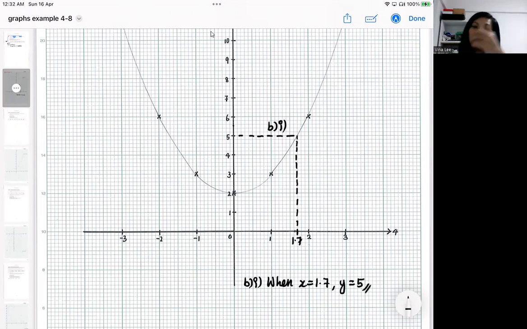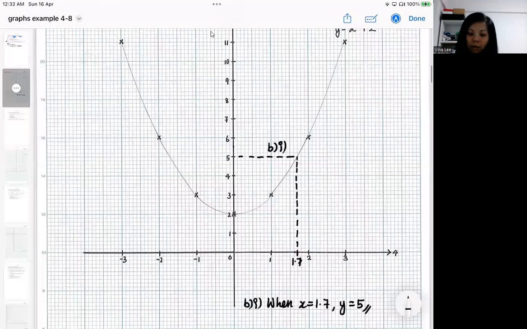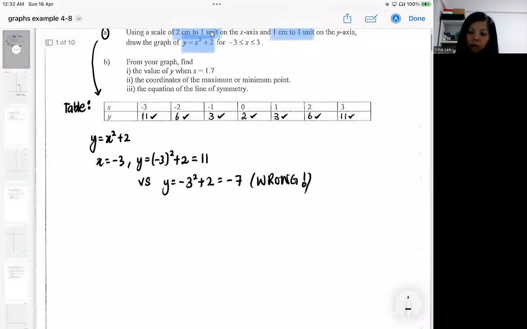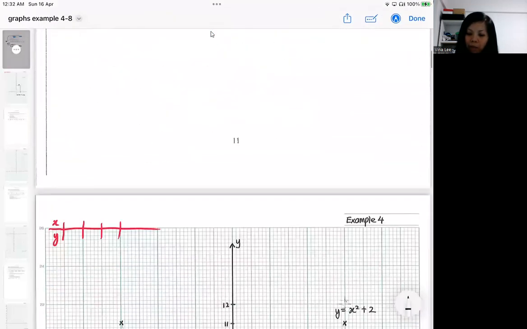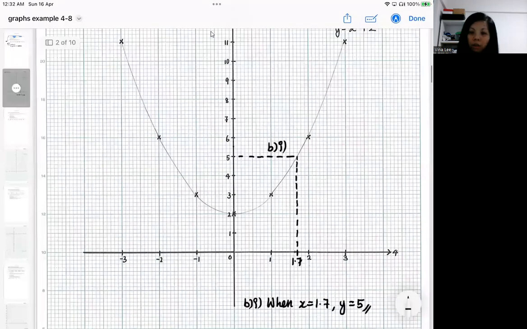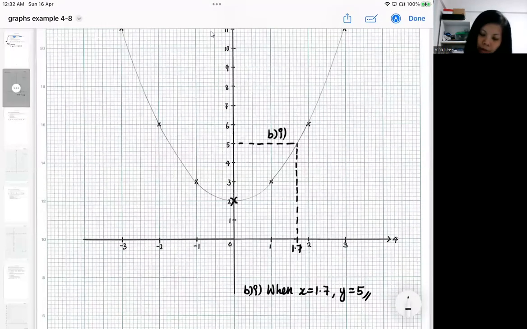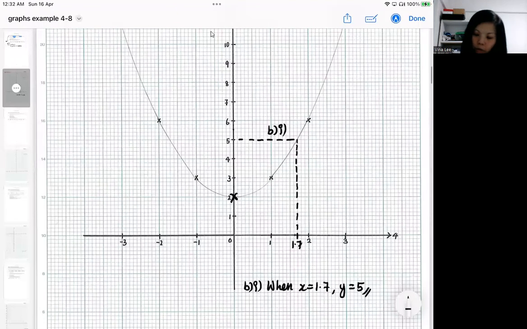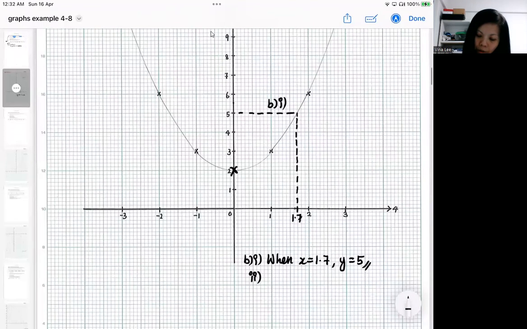So do not just give a value of 5. Does that 5 represent x or does it represent y? So answer fully and make sure you come with a dotted line. Okay, then the second part of the question, the coordinates of the maximum or minimum point. In this question, this is the minimum graph, so this is the coordinate. So B part 2, the coordinate of the minimum point. Write the full coordinate.